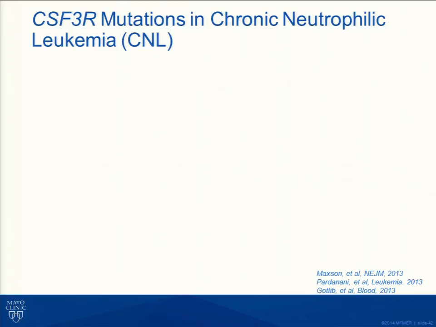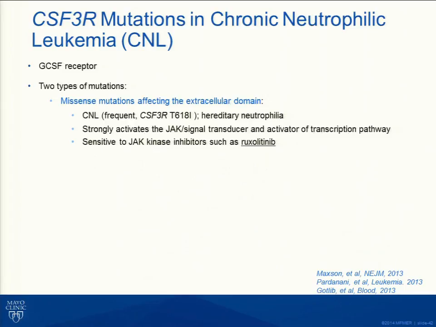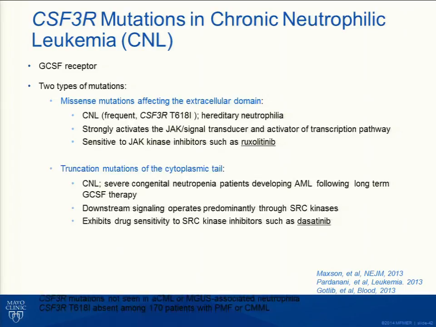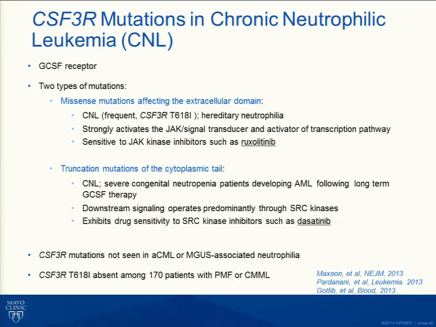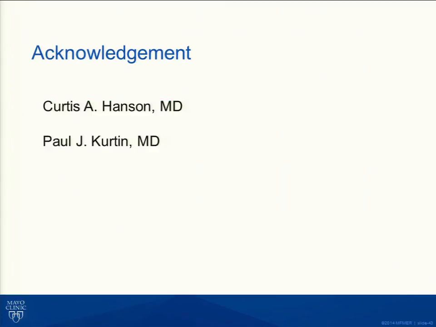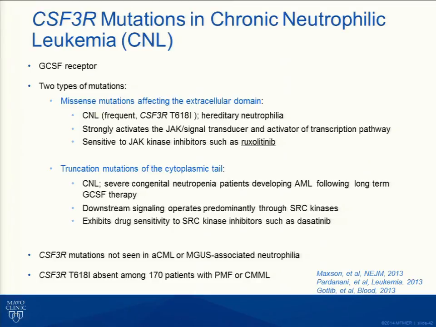And very, very briefly, CSF3R mutation in CNL, 2 types. One is the point mutation in the extracellular domain, which is responsive to the JAK kinase inhibitor. The other one is in the intracellular cytoplasmic tail, which is a truncation mutation. They are responsive to the SRC kinase inhibitor. In our study, we did not find mutations in a typical CML, although it was initially reported. And this point mutation T618I is a highly prevalent and specific marker for CNL.